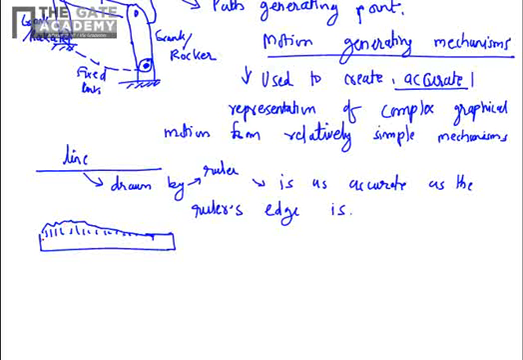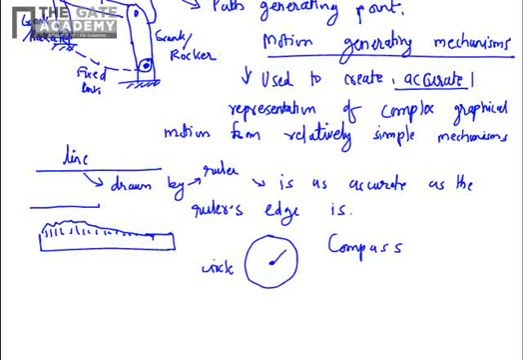So the question comes: how was the first ruler created? How was the first accurate straight line drawn? For that, consider the example of a circle. How to create a circle? A circle is normally created with the help of a compass.